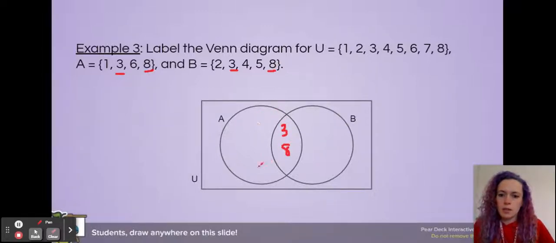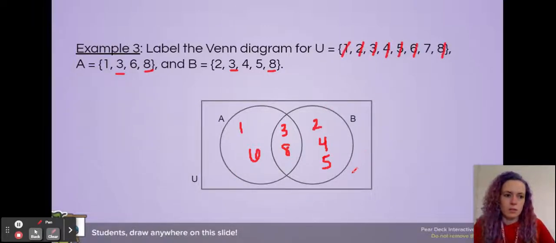Anything that's unique to A will go in the little crescent for A, so 1 and 6. Anything that's unique to B will go in the crescent of B, so 2, 4, and 5. And then again, anything left over needs to go outside of those circles, but inside our rectangle, so 7 goes on the outside.